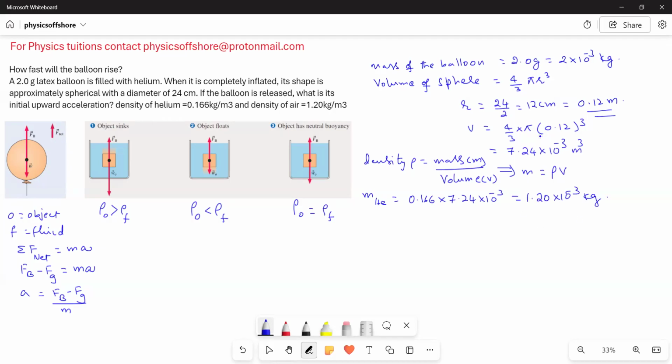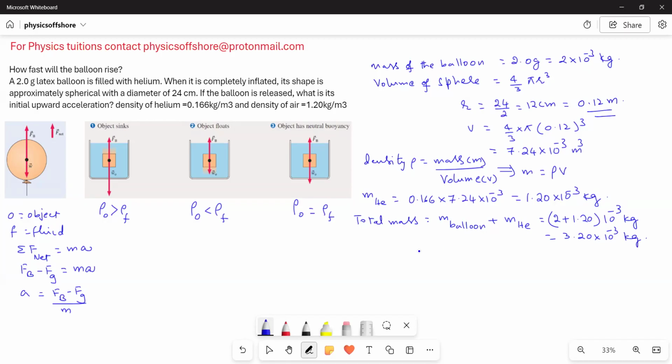Okay, so now we will add both. The total mass is equal to the mass of the balloon plus the mass of the helium. That is equal to 2 plus 1.2, times 10 to the power of negative 3 kilograms, which is equal to 3.2 times 10 to the power of negative 3 kilograms. Okay, total mass is known to us now.